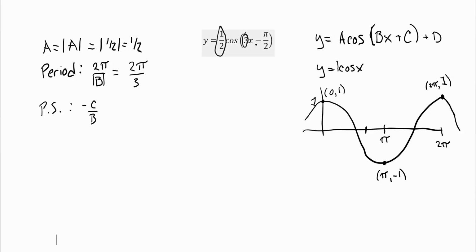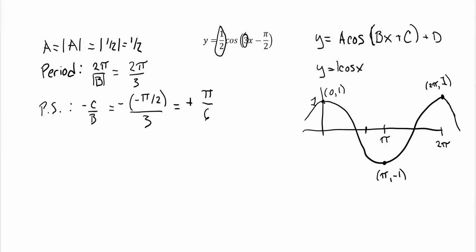My c is negative pi over 2, so this is the negative of c, which is negative pi over 2, divided by b, and b is 3. So I have negative, negative, and I know that's a positive, because a negative times a negative is a positive. Pi over 2 divided by 3 would be the same thing as pi over 6. I'm dividing by 2 and dividing by 3. Okay, so I have pi over 6. That means my graph is shifted to the right pi over 6 units.